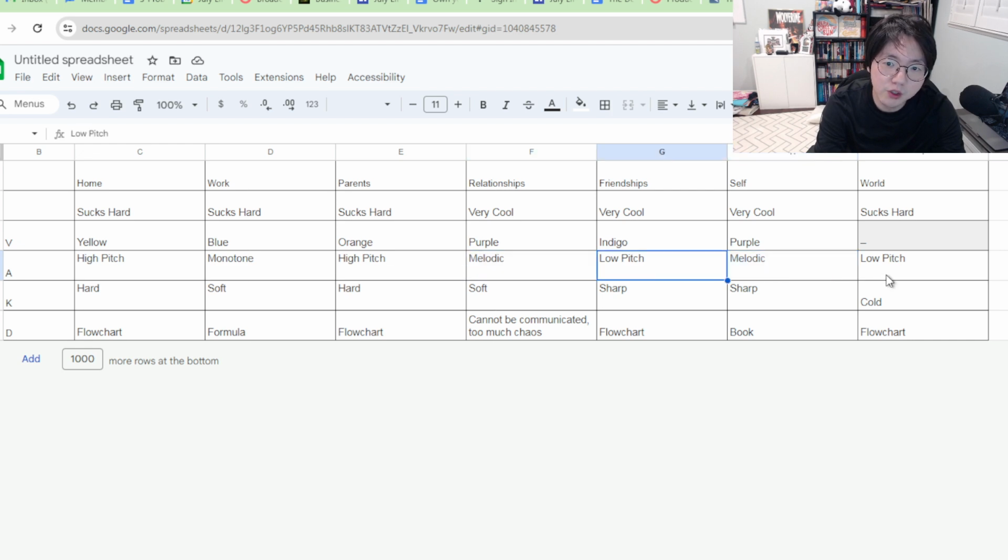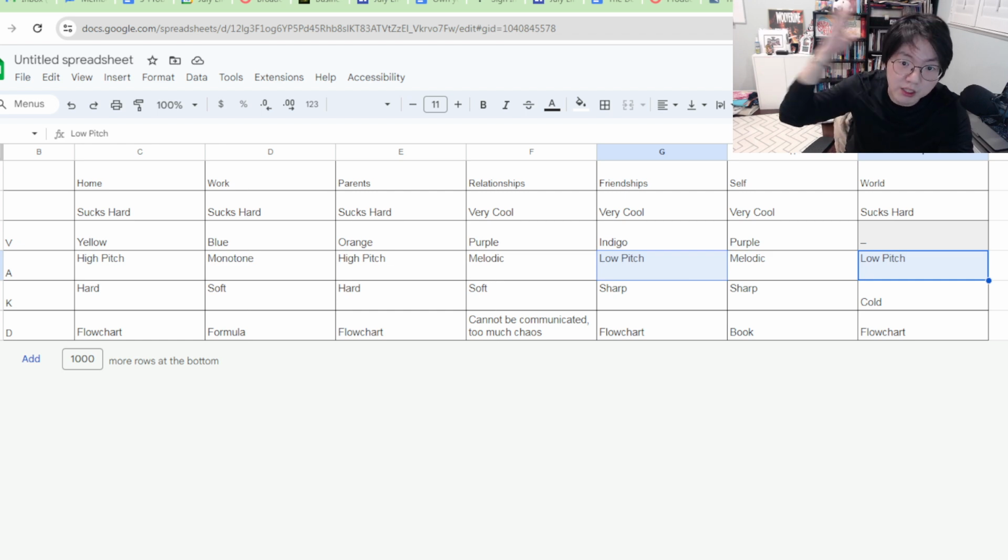Now, friendship shares the world in terms of being low pitched, and that's maybe because the friends are kind of representative of the people in the real world. And while the people in the world may suck, once this person gets to make some friends, they seem a lot better. That might be what's happening in this brain.